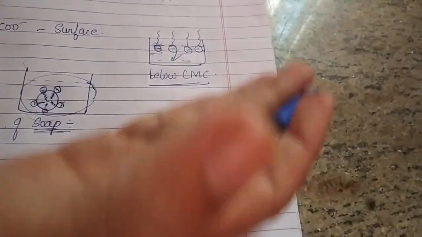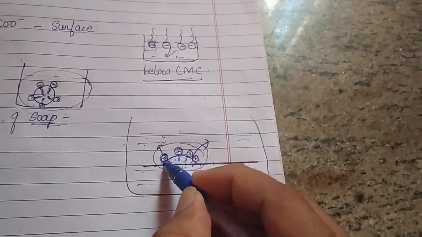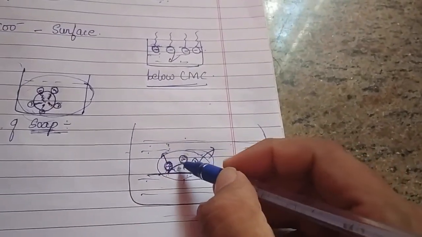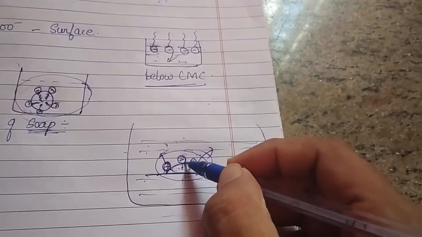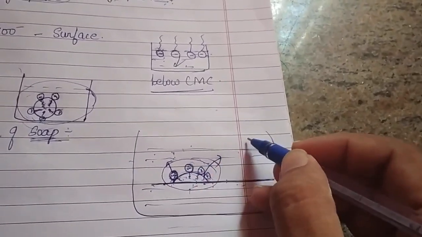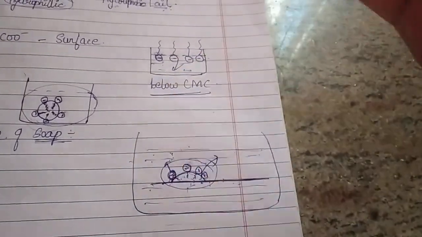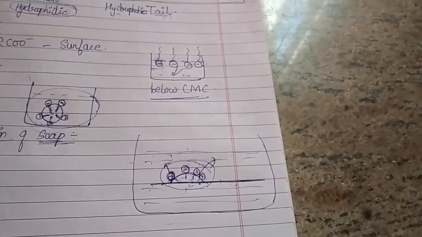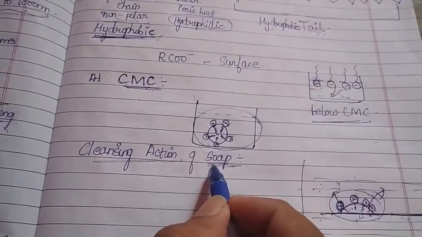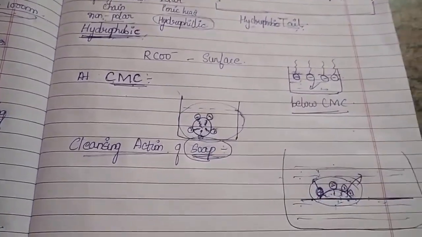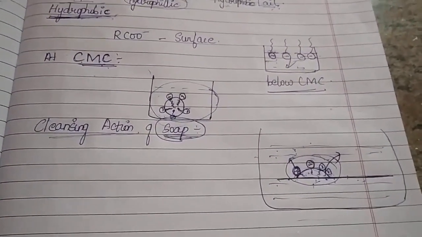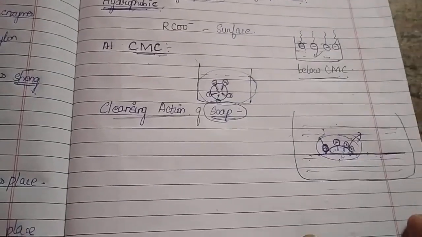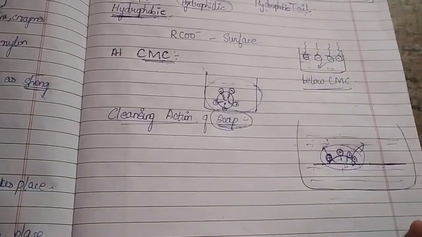So it will try to interact with the water, this polar head part. When such interaction develops, they move towards the water. Along with them, they also take the dirt with them. In that way, your clothes become dirt free. And that is the reason why we say that soaps are used for washing purposes. Is that clear?